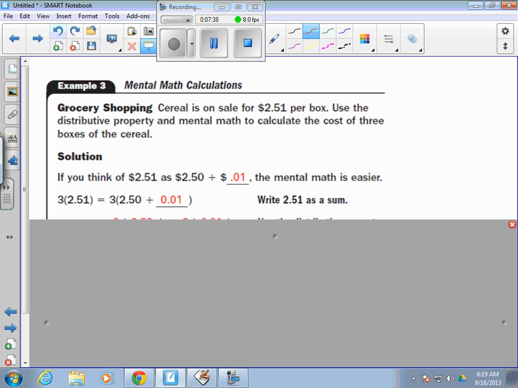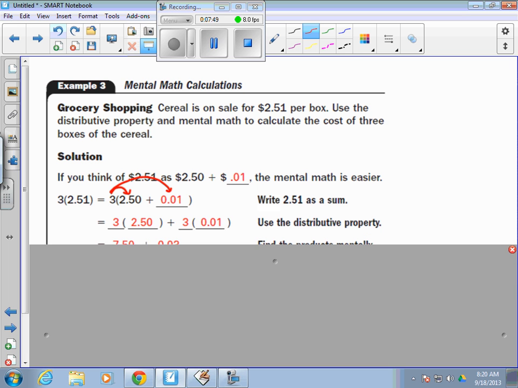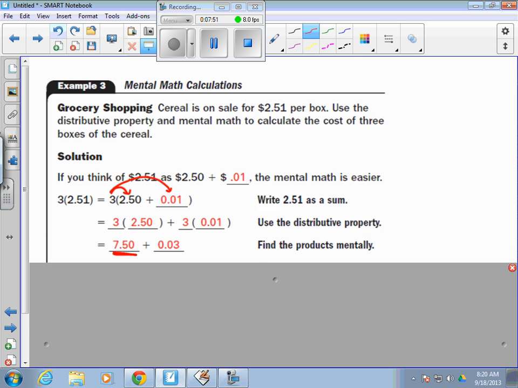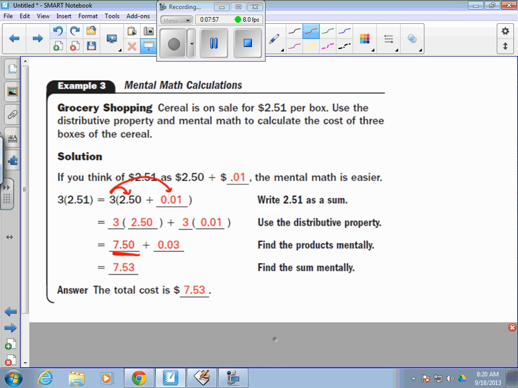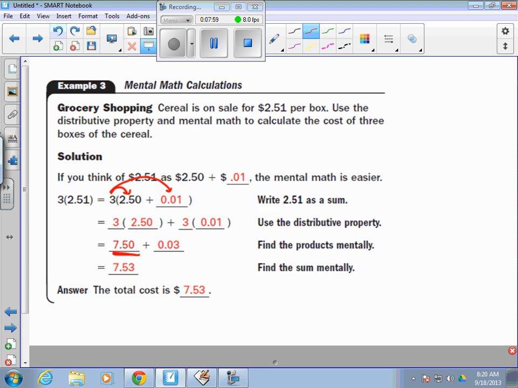If you distribute, 3 times 250 and 3 times 1 cent. So 3 times 250 is $7.50, and 3 times 1 cent is 3 cents. So you get 750, and then you add another 3 cents to it mentally to say that 3 boxes of cereal cost not $7.50, but $7.53.